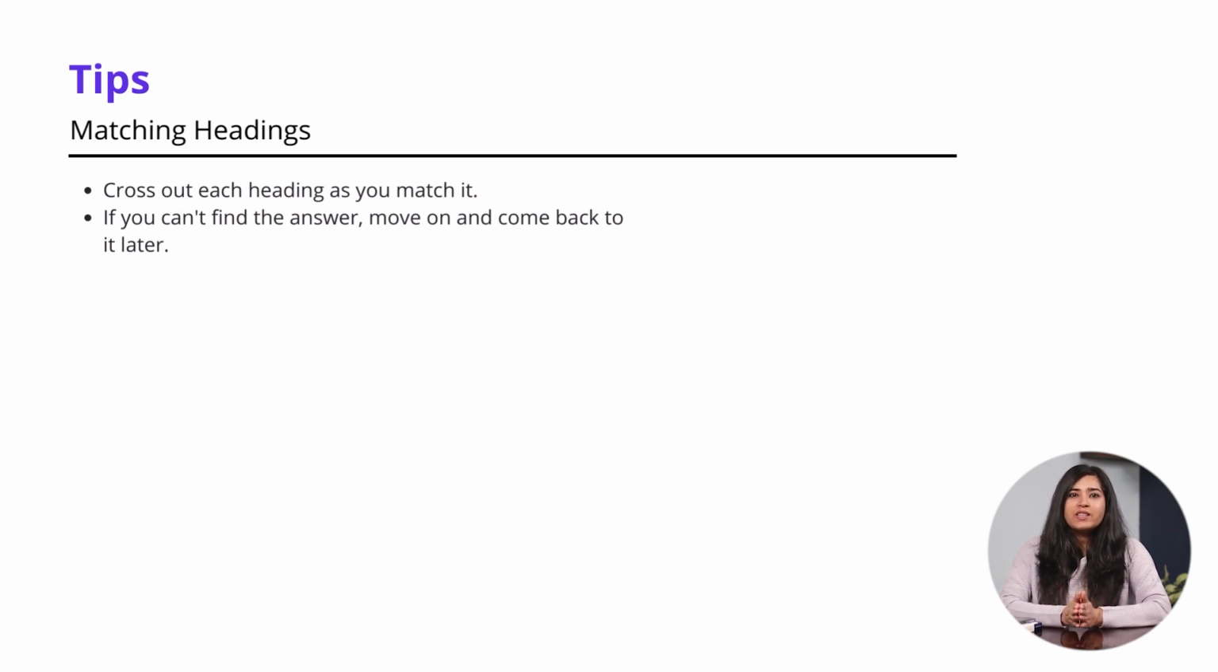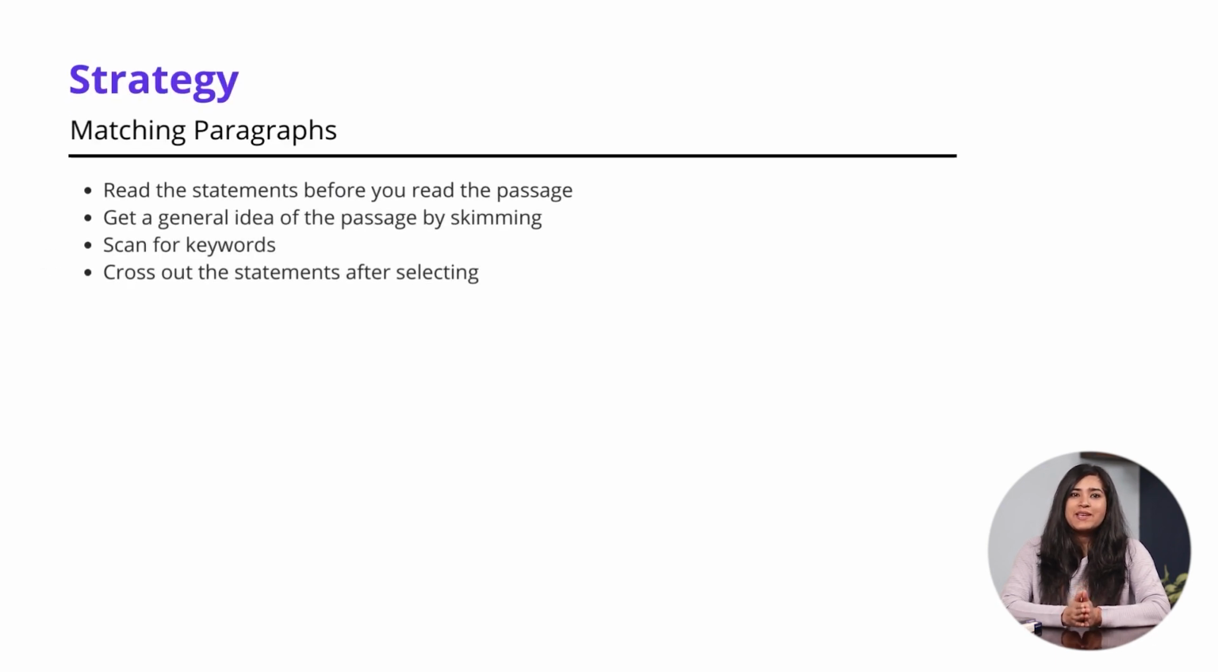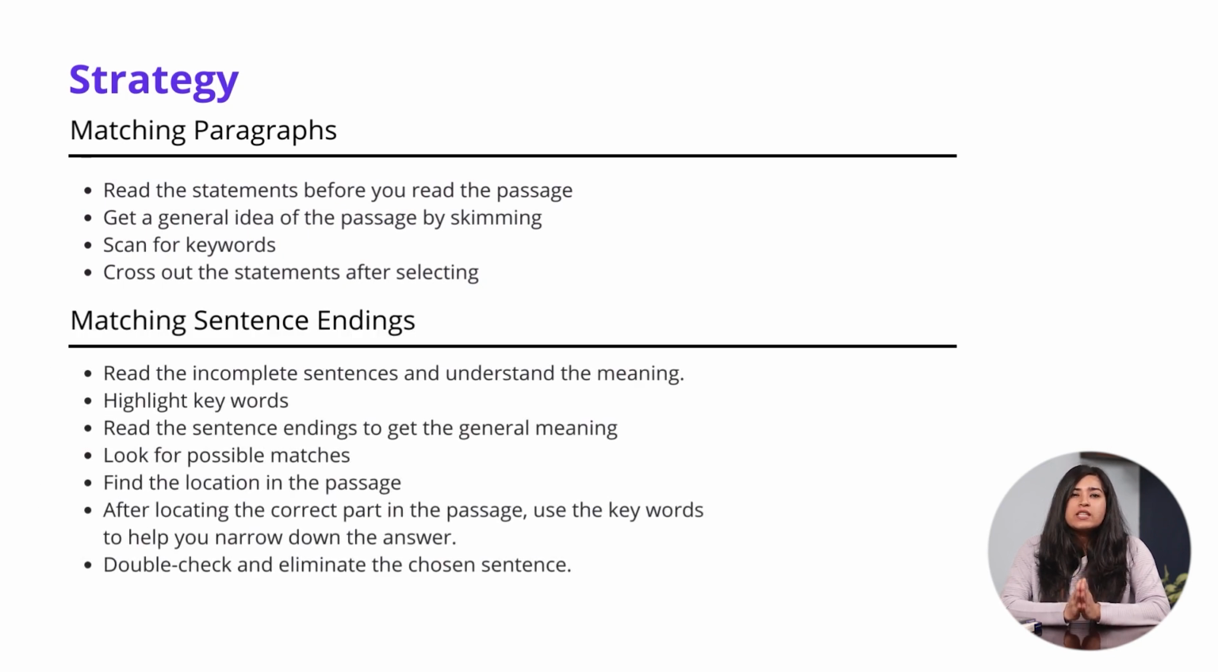Now that we've covered what these question types entail, let's look at strategies we can use to attempt the same. The common thing for all these question types is to read the instructions very carefully. For all three questions, it's also important to read the questions first. Understand the meaning and then go on to underline or highlight any key words so that when you go on to skim the passage, you can locate the answers faster.